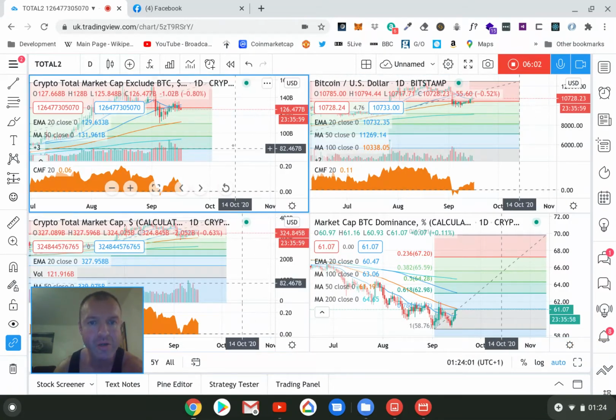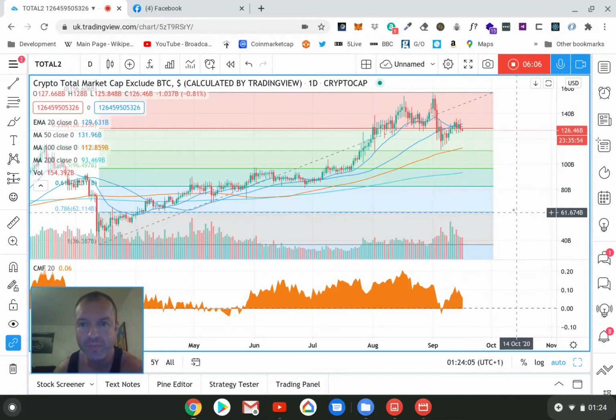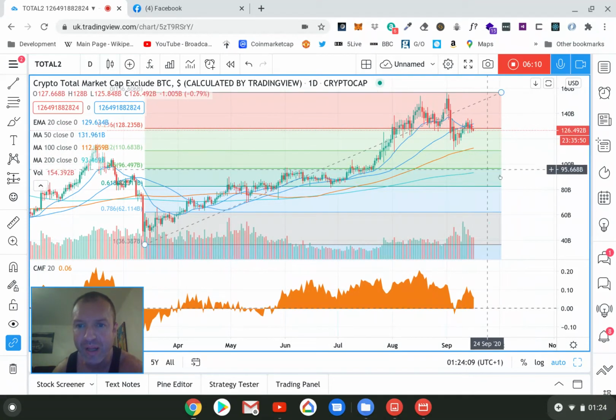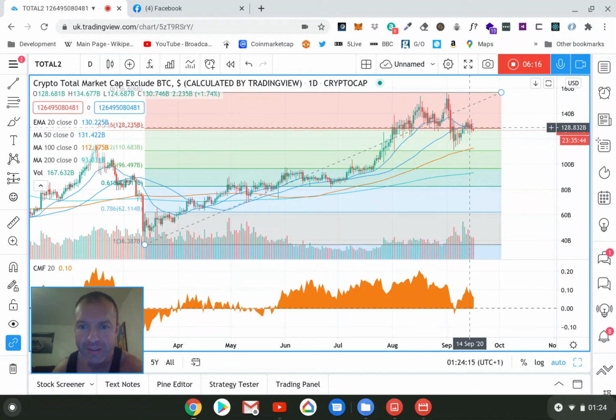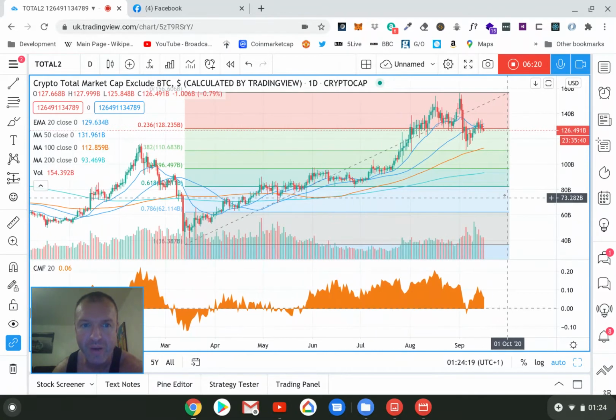Let's look at excluding Bitcoin, because the altcoins did have a pretty meaty correction. Went all the way down, touched on that 100 again, on that 100 moving average. And now we're battling both the 50 and the 20, which is exactly on the 236 fib as well, 128 billion. So we're not talking mega corrections here.